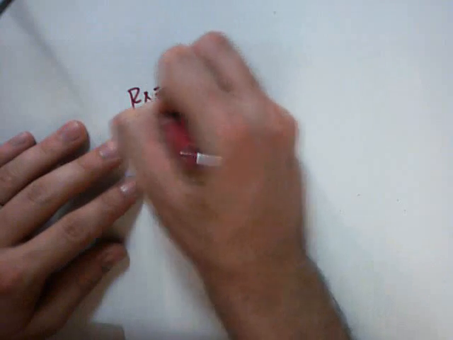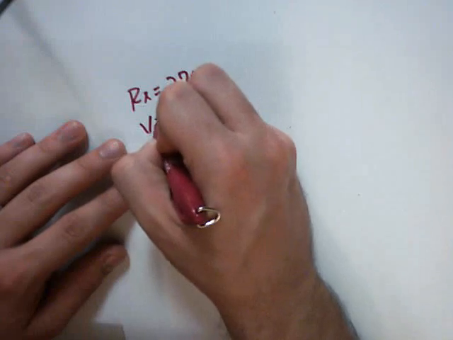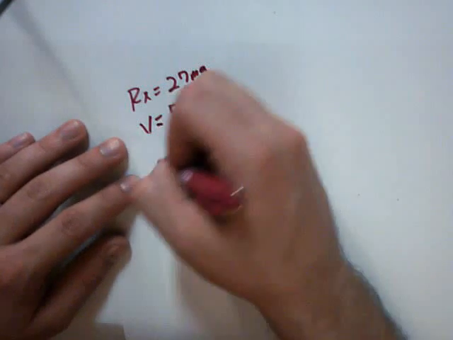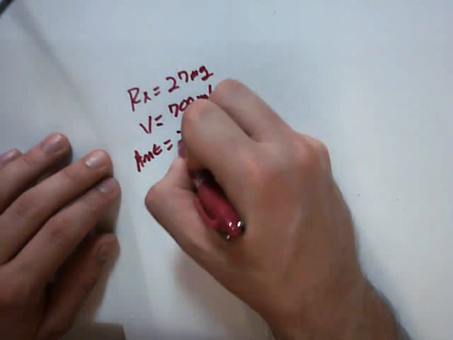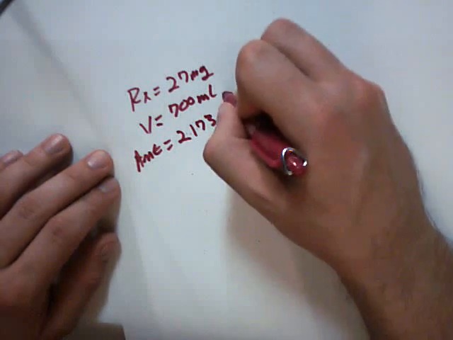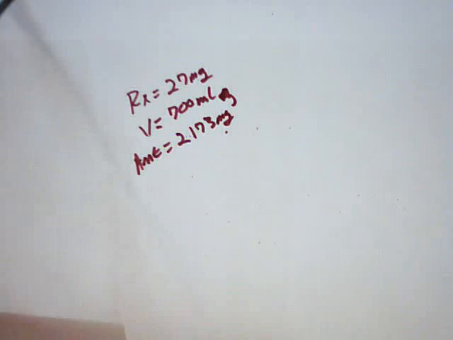But what if I told you that you were ordered to give 27 milligrams, okay? Your volume is 700 milliliters, and you are carrying 2,173 milligrams of medication in that medication vial. And you're saying, what on earth? You have lost your mind. There is no such thing. Of course there's no such thing.